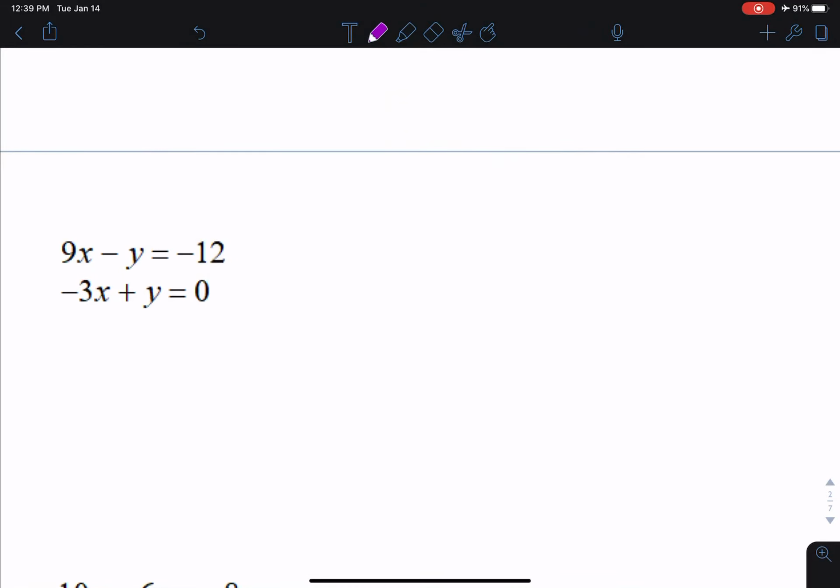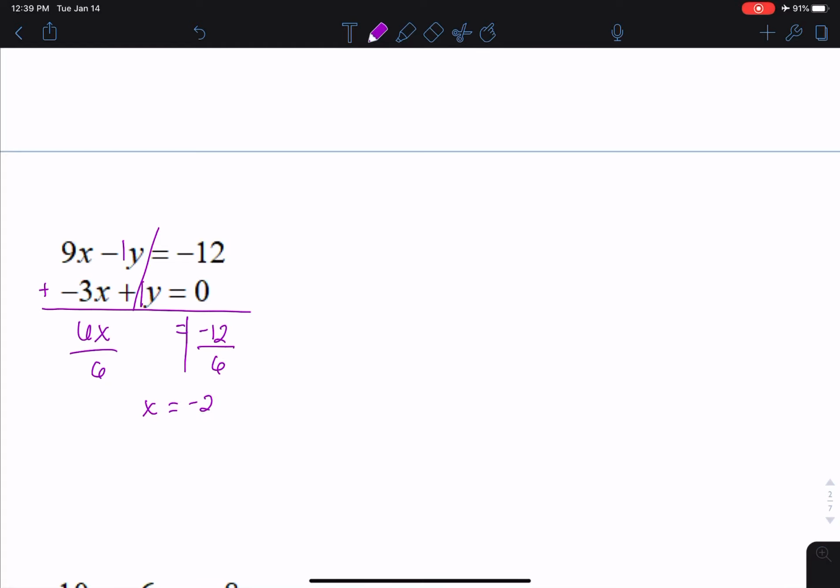Okay, so now that you've tried it, we're going to start by adding our equations. Remember, this minus y is really minus 1y and plus 1y. So I have 9x's plus a negative 3x, that's 6x. Negative 1y plus 1y, that cancels, equals negative 12 plus 0 is negative 12. Divide both sides by 6.